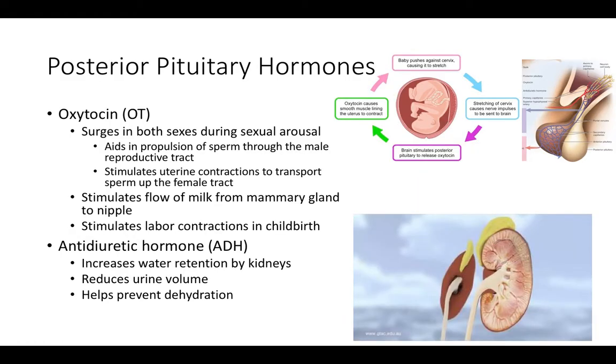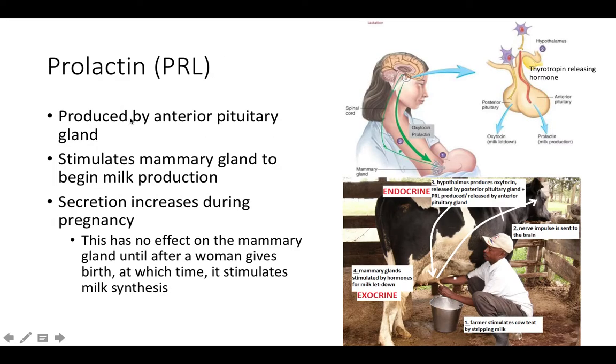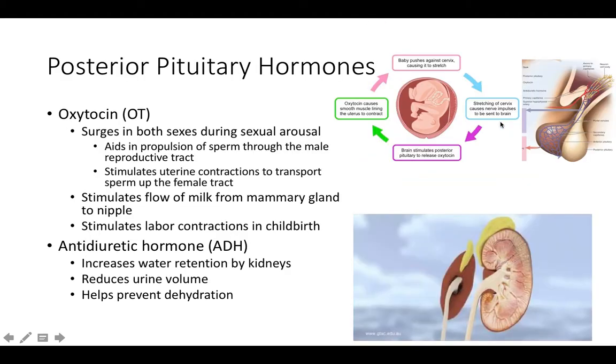Okay, so those are our anterior pituitary hormones. Because we only have 2 of the posterior pituitary hormones, I put them both on the same slide. So we're going to start by talking about oxytocin, and I know we did that already over here when we talked about prolactin comes from the anterior pituitary, oxytocin comes from the posterior pituitary. But, so we talked about its involvement in the flow of milk from the mammary gland.